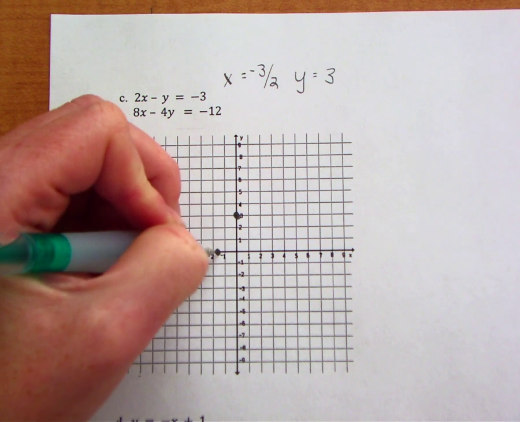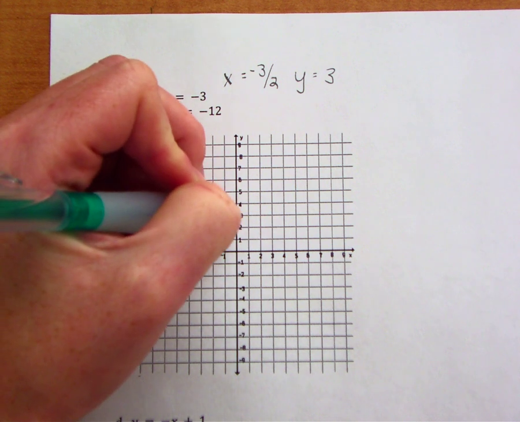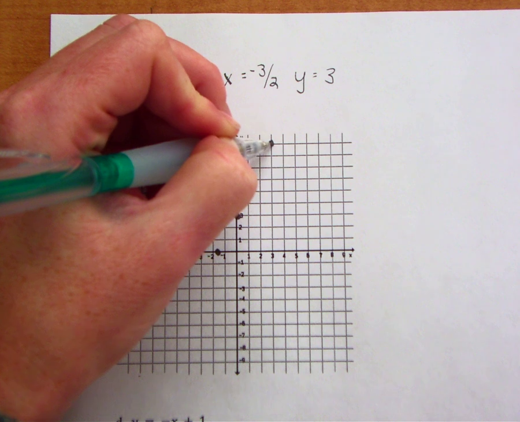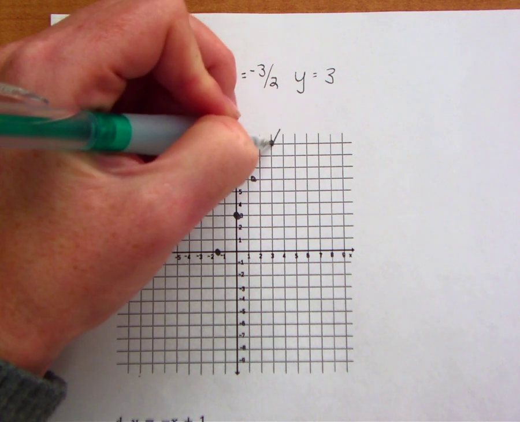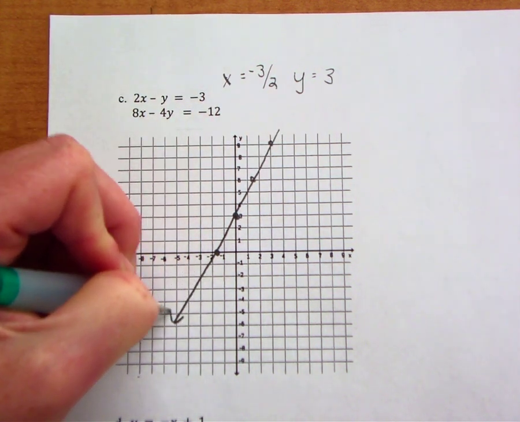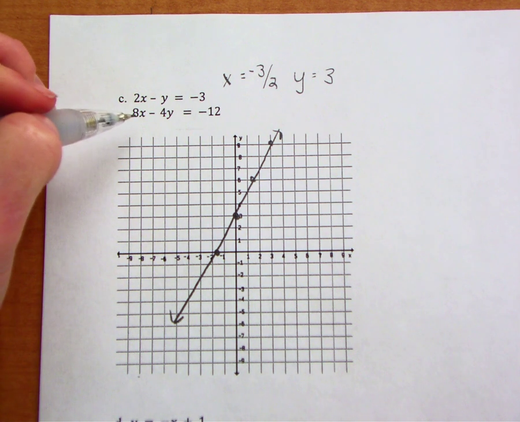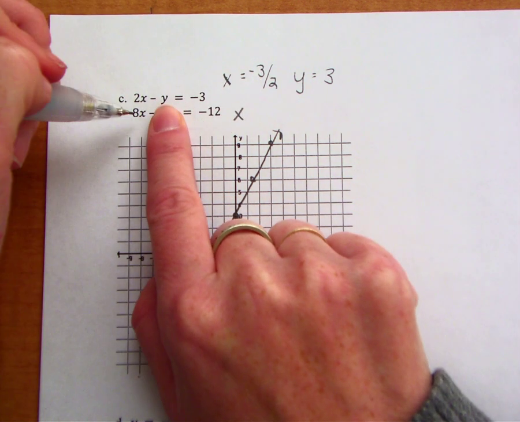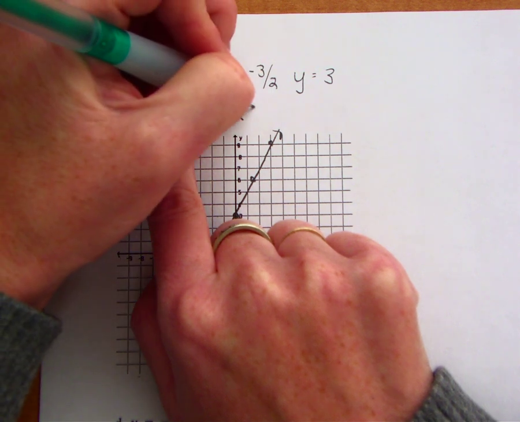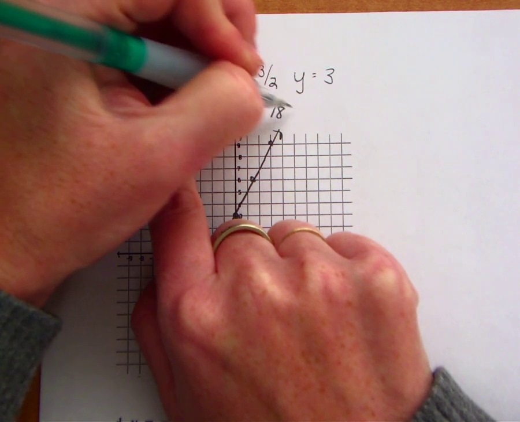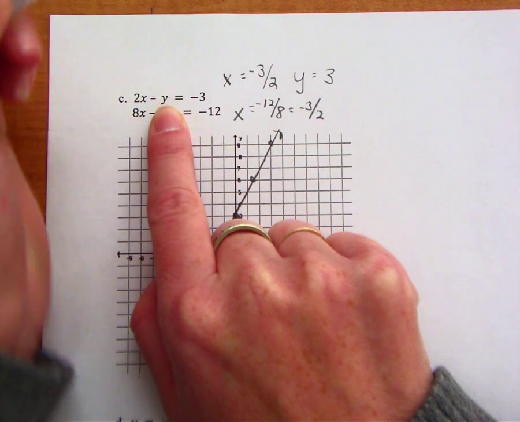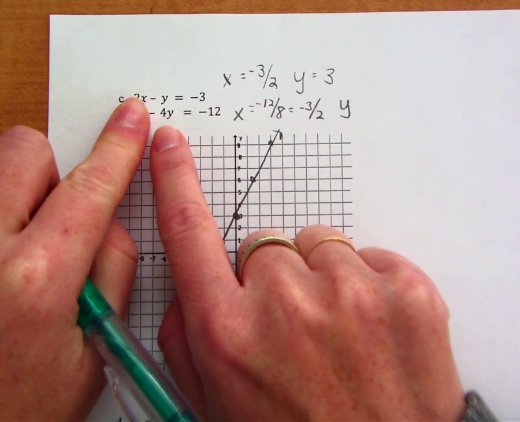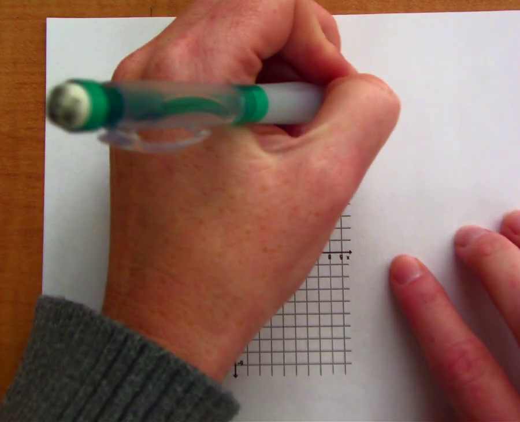And if we continue, you see it goes up 3 and over 1.5. If we go up 3 and over 1.5, up 3 and over 1.5, and we could go down and do the same thing. We have our line. And if we set the second one and do the same thing, if we cover up the y and make y 0, 8x equals -12 would be -12 over 8, or -3 over 2 reduced. And if we do the y, -12 divided by -4 would be +3.